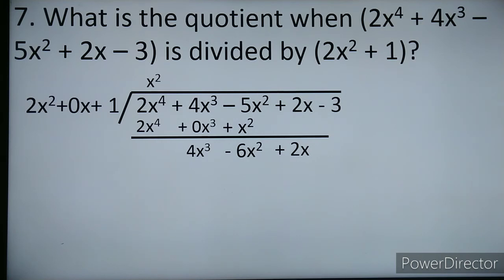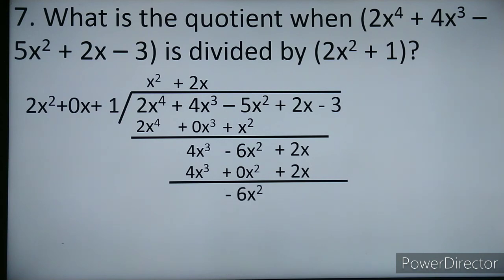Then repeat the process. Start from 4x cubed divided by 2x squared. So what is the answer? So we have now positive 2x. Then multiply positive 2x in the divisor. So we have now the result, 4x cubed plus 0x squared plus 2x. Then again, subtract. So we have now negative 6x squared plus 0x, bring down negative 3.